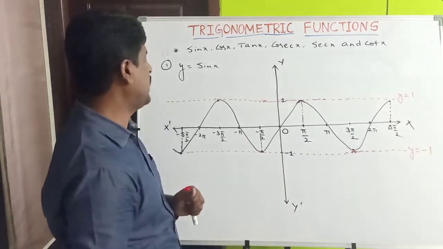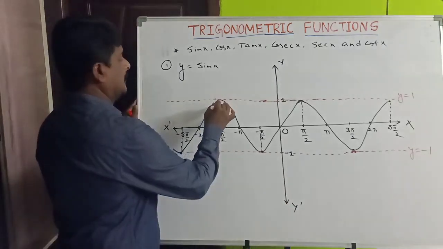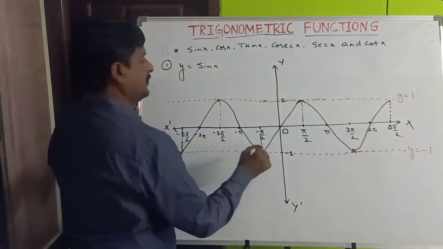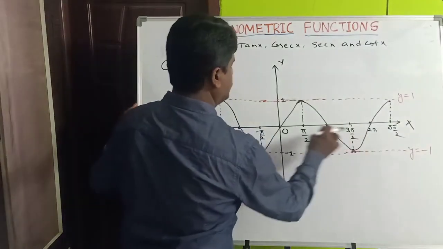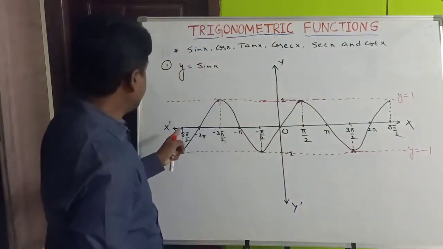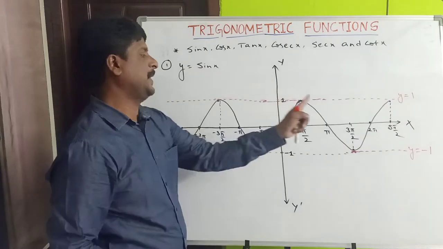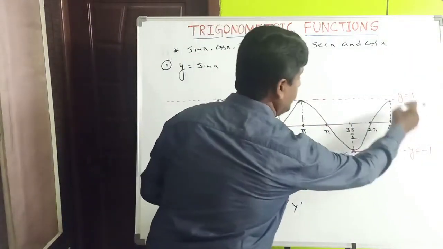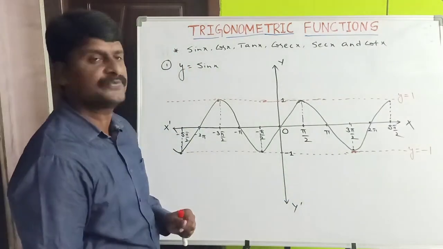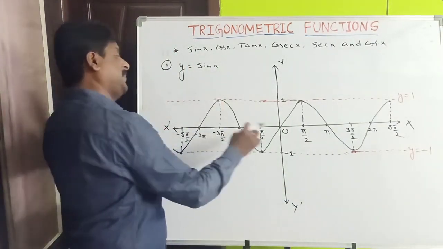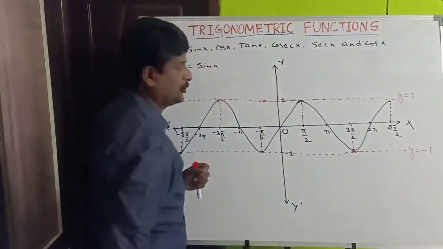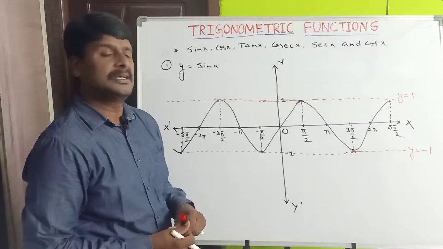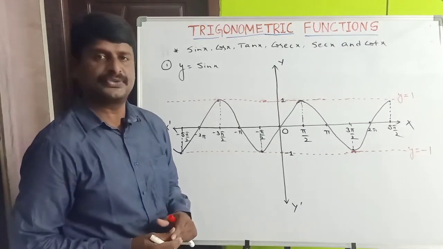And also observe that at these points it is plus 1, at these points it is minus 1. At minus 5 pi by 2, at minus pi by 2, at 3 pi by 2 the value is minus 1. Again at 7 pi by 2 it will be equal to minus 1. At minus 3 pi by 2, at pi by 2, at 5 pi by 2, the graph touches the upper boundary. At those angles, the graph value is equal to 1.